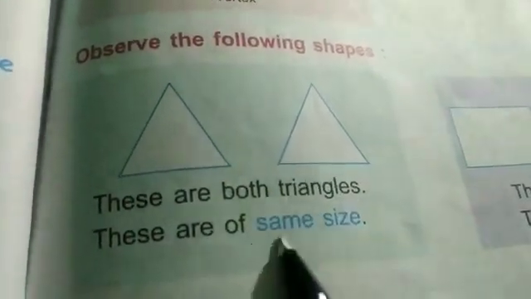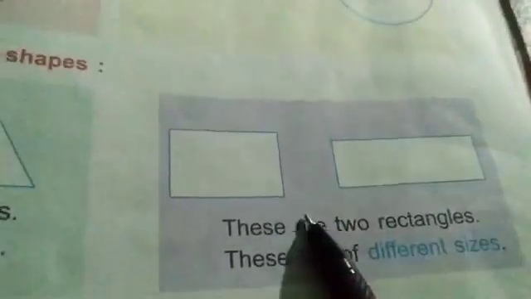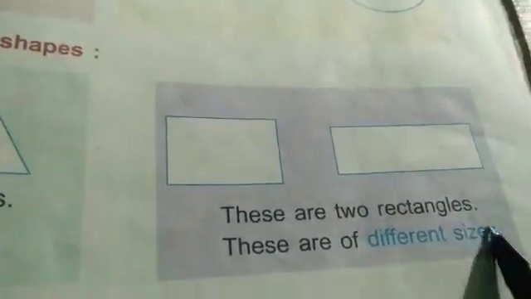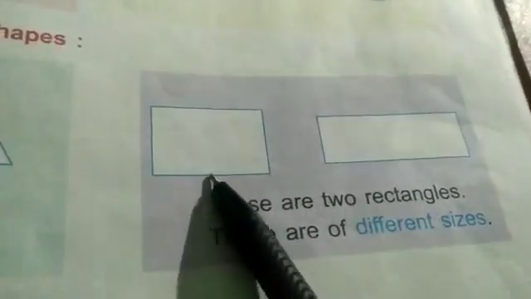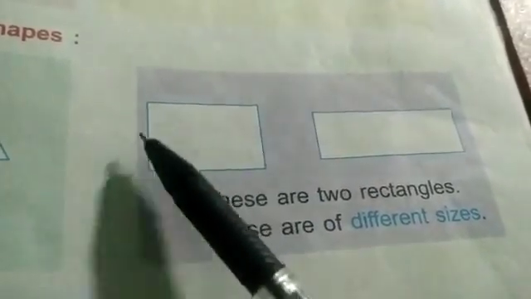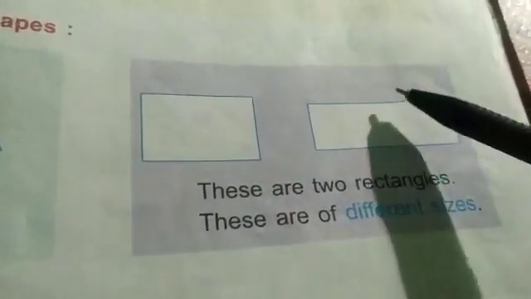Observe the following shapes. These are 2 triangles and these are of the same size. Then these are 2 rectangles. These are of different sizes. So children, see here. Here we have 2 rectangles and both are rectangles but they are different. What is common over there? Here it is common that in this rectangle opposite sides are equal, and in this rectangle also opposite sides are equal. Here these two opposite sides are equal, and here these two opposite sides are equal.